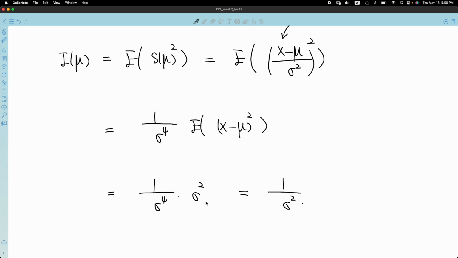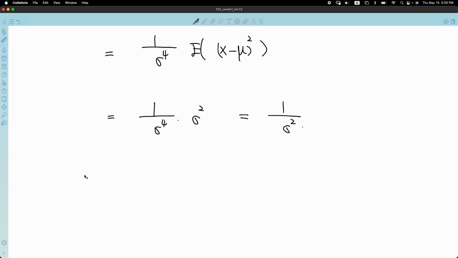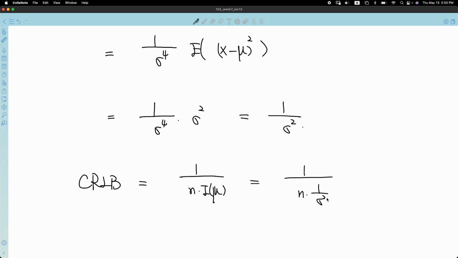Okay, so now we have the Fisher information. Let's get the Cramer-Rao lower bound. The Cramer-Rao lower bound is equal to 1 over n times the Fisher information. So in our case, 1 over n times the Fisher information for mu. Now let's plug in the things that we calculated: 1 over n times 1 over sigma squared. This is equal to sigma squared over n. So that is the Cramer-Rao lower bound.